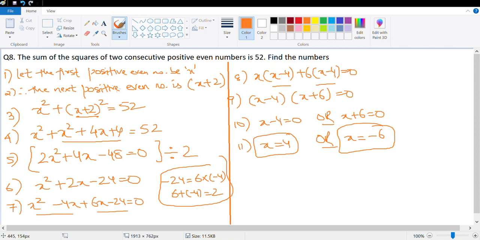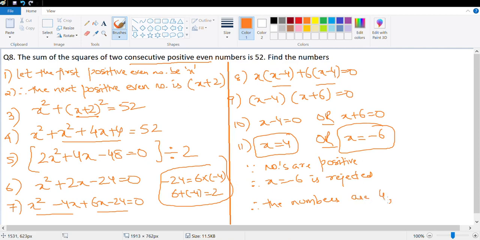Let's read the question. We are looking at two consecutive positive even numbers. So since numbers are positive, therefore x is equal to negative 6 is rejected. Therefore the numbers are x, which is 4, and x plus 2, which is 6. So the two numbers are 4 and 6. Good. Let's look at the next question.